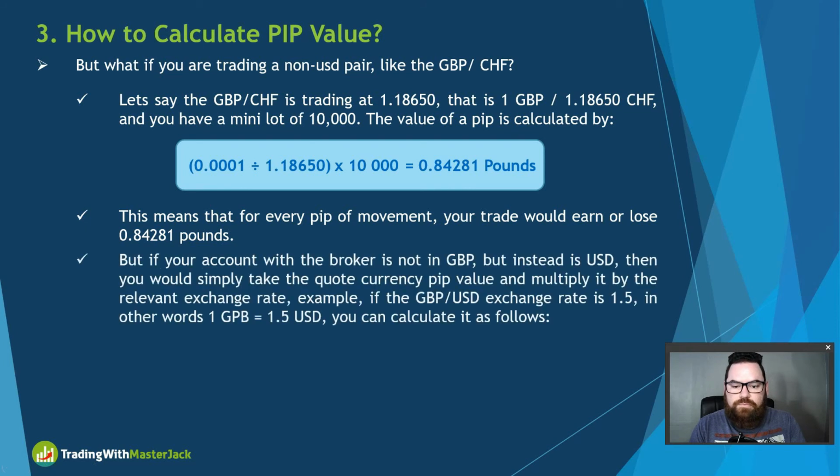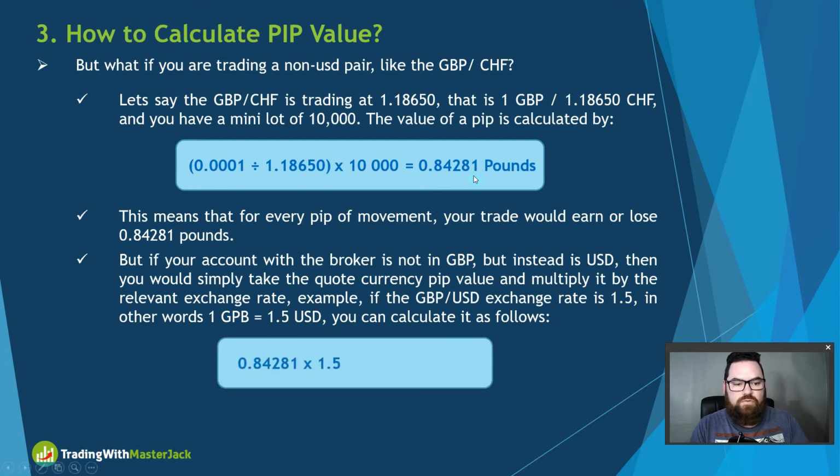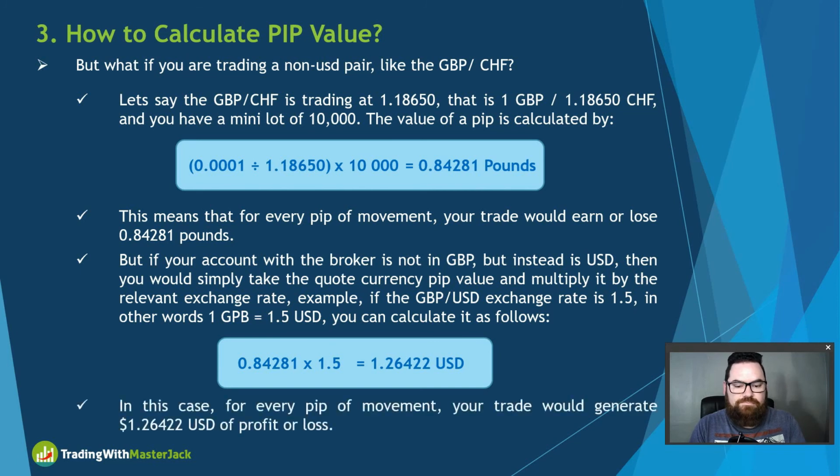But here comes the change when we have to figure it out in the US dollar. But what if your account with a broker is not pounds, but instead is US dollars? Then you would simply take the quote currency pip value and multiply it by the relevant exchange rate. So example, the pound and US dollar exchange rate is say 1.5. In other words, 1 pound is equal to 1.5 US dollars. You take your result over here, that was the quote currency pip value that we had, 0.84281 pounds, and we multiplied by the relevant currency pair of the pound and US dollar, and that'll give us 1.26422 US dollars. In this case, for every pip of movement, your trade would generate 1.26422 US dollars of profit or loss.